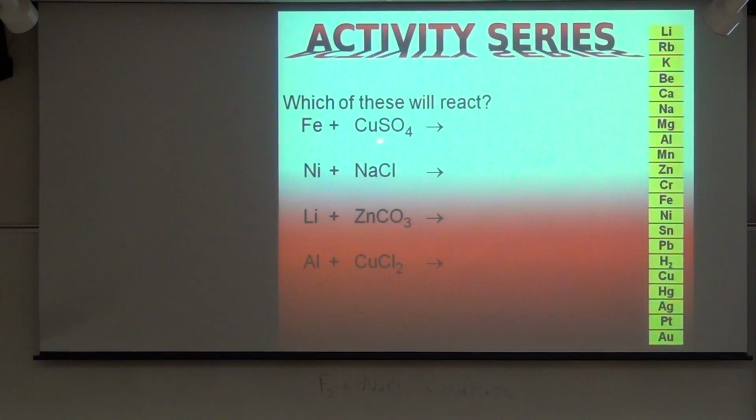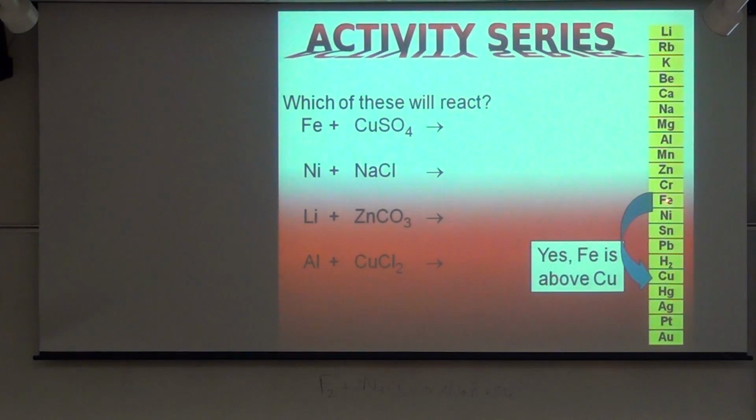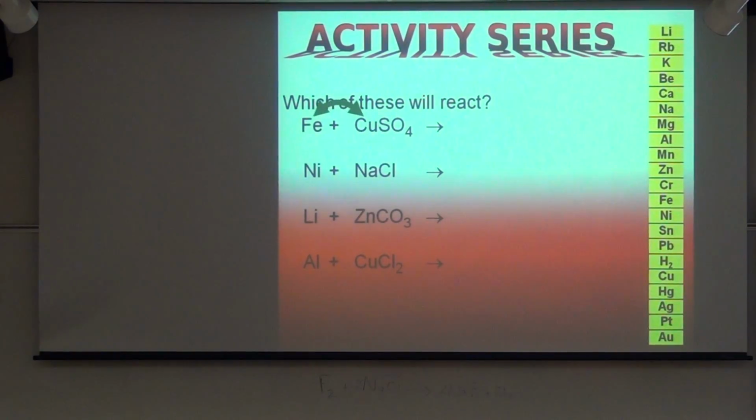Is iron more active, more reactive, or more of a bully than copper? If he is, he's going to kick copper out of that compound and replace him. He's going to walk out on the dance floor and say, copper, you're out, I'm in, now she's my girl. So when we look up here, we see iron is above copper. So iron is more active, more of a bully. It is going to replace copper in that compound.